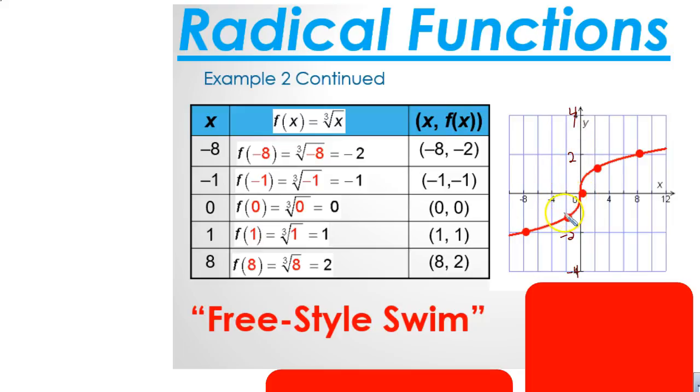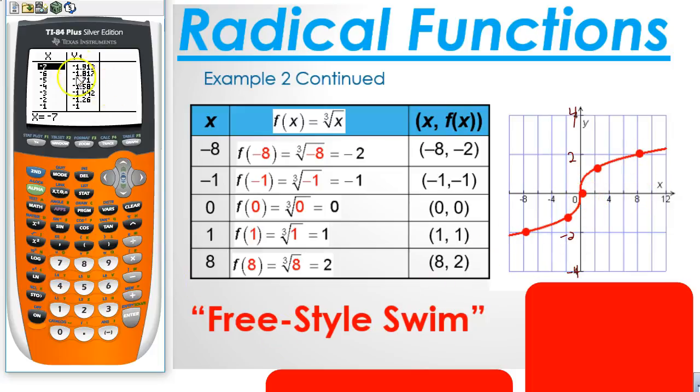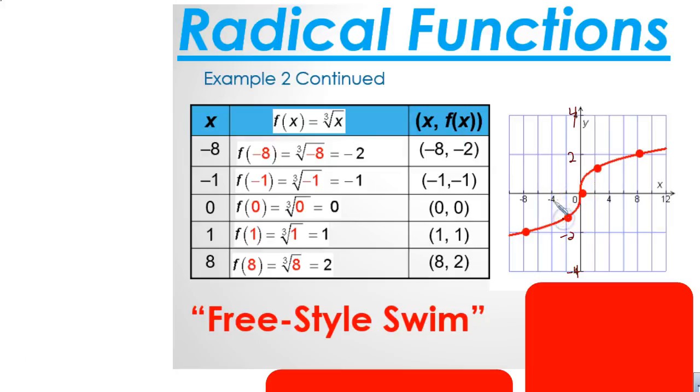Then -1, -1, 0, 0, 1, 1, and 8, 2. If I need more points to fill in, I just go to my table here and I can estimate about where -1.2 is and kind of guess where all those points are. We can fill in the gaps.